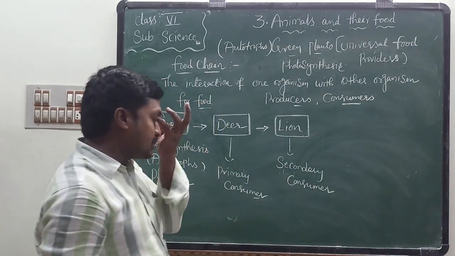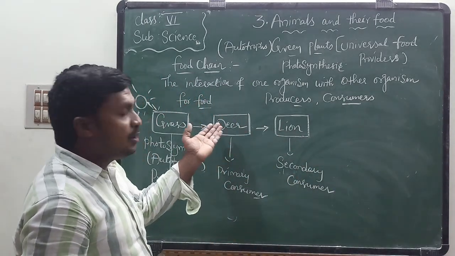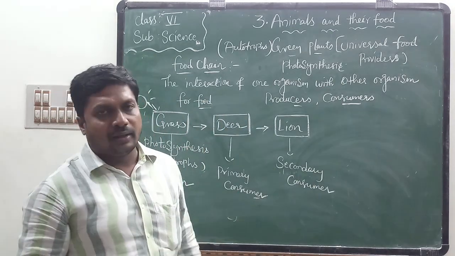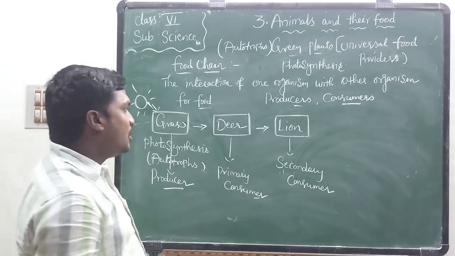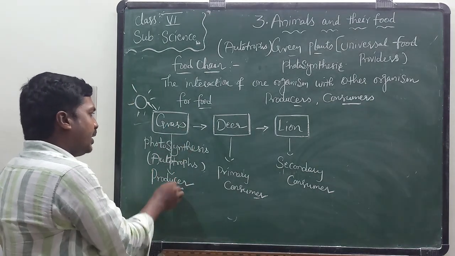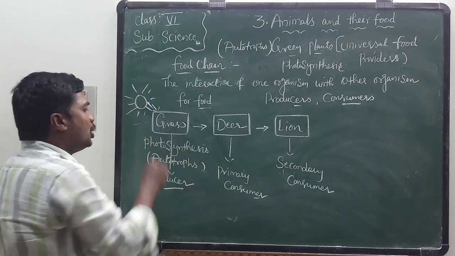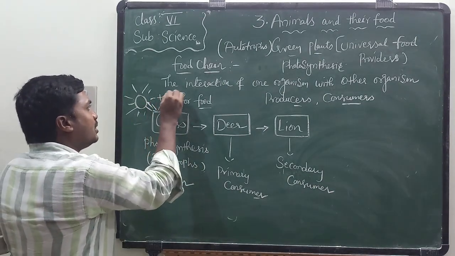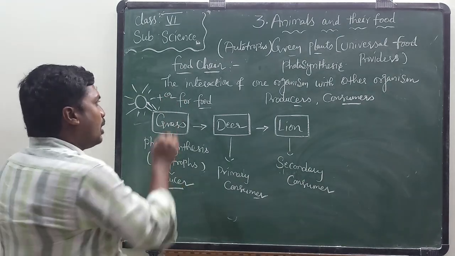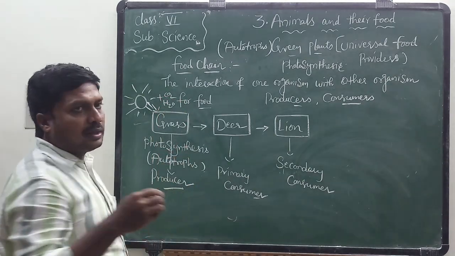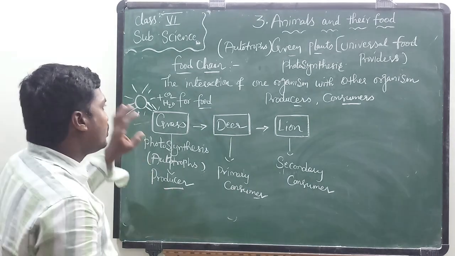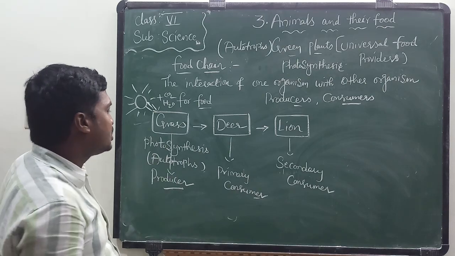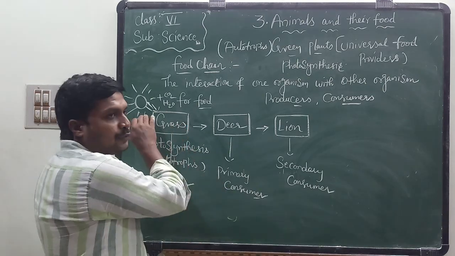Here, lion is called a carnivore, which depends on deer for food. So, this is called secondary consumer. This is the simple food chain which has 3 steps. Okay, grass is the producer here. Grass traps solar energy to prepare its food in the process of photosynthesis. Along with sunlight, they also absorb CO2 from air and water from soil, and they have a green color pigment called chlorophyll. With the help of these 4 things, they can prepare their own food material in the process of photosynthesis. So, they get energy from sunlight.